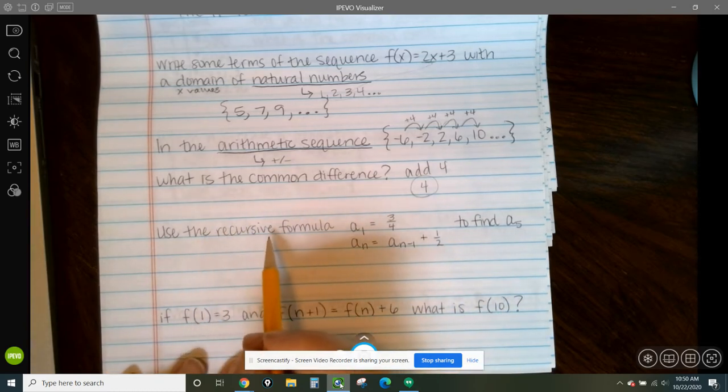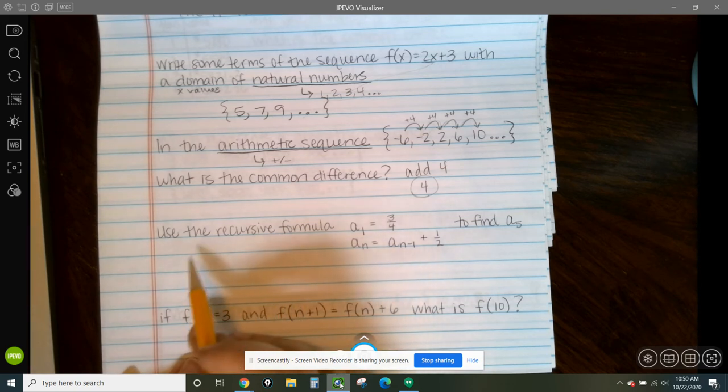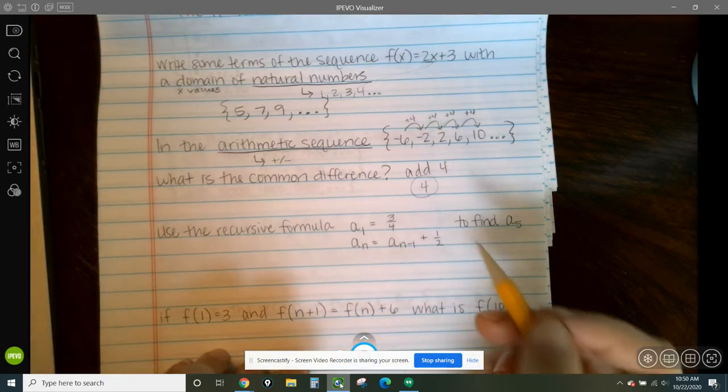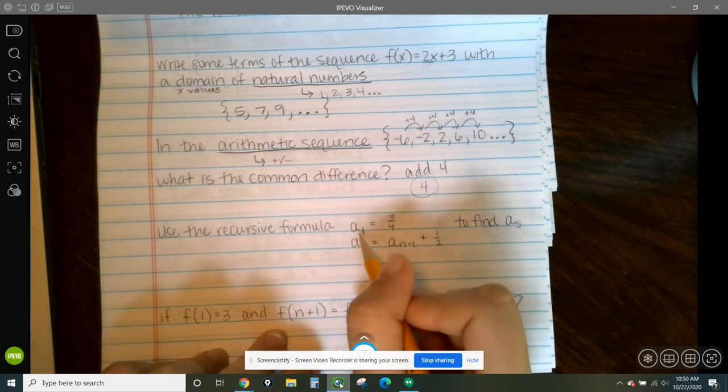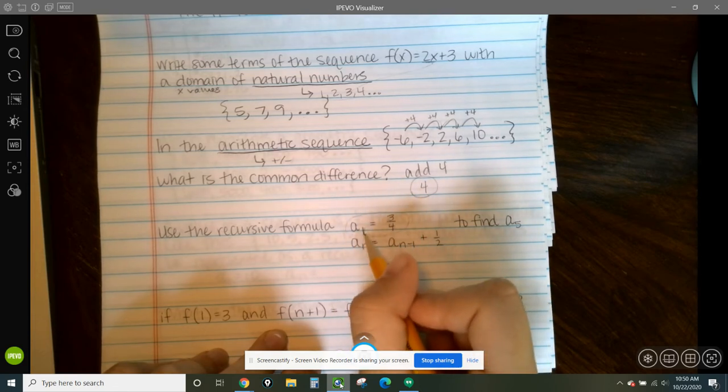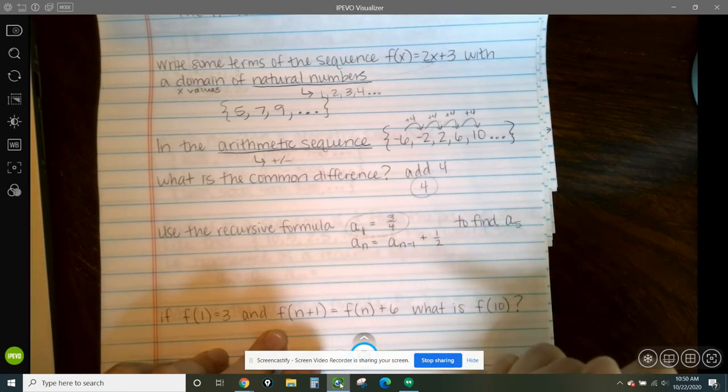Okay, recursive formulas. This is probably the trickiest part of this lesson, but it's not that bad if you follow the steps. So make sure you write down this example so you can use it on your checkpoint. If they tell you a sub 1, this is the first term in the sequence. That's why it has a 1. The first term is 3/4.